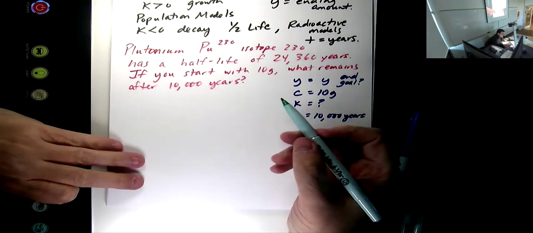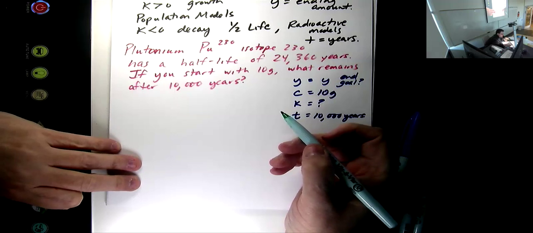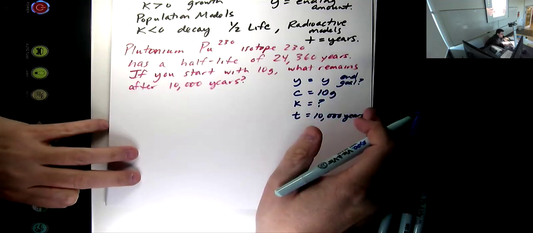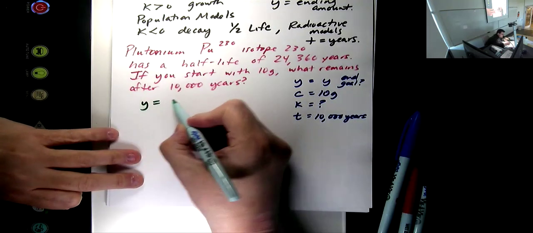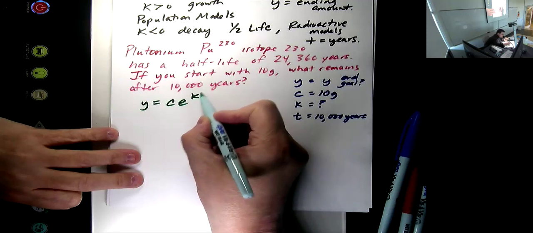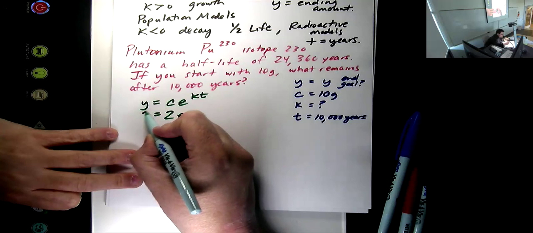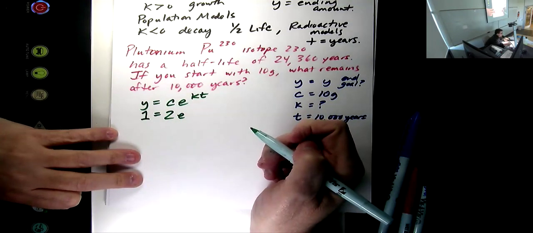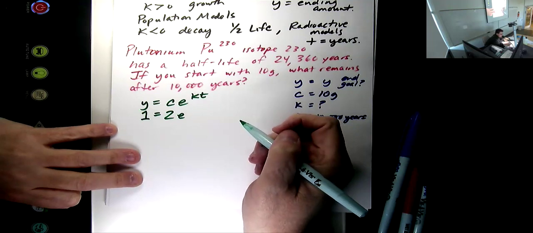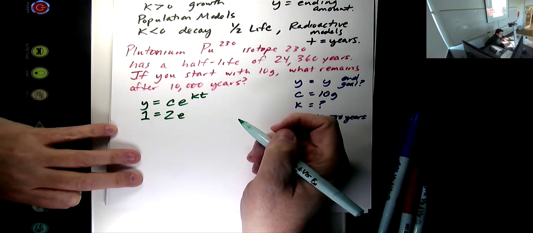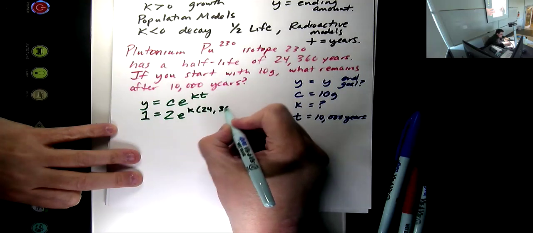We do have the information that the half-life is 24,360 years. So I can set this up, Y equals CE to the KT. Let's just say C is 2, and so half of that would be 1. Half-life means half remains after that time period. I don't know what K is, but T is 24,360.